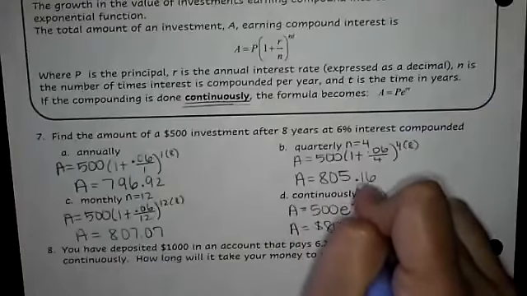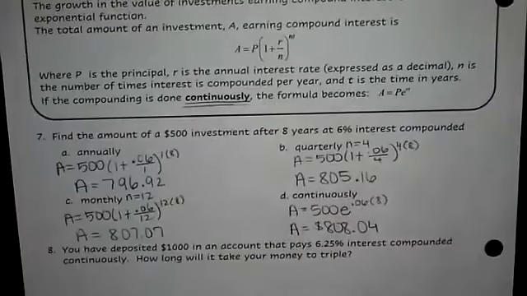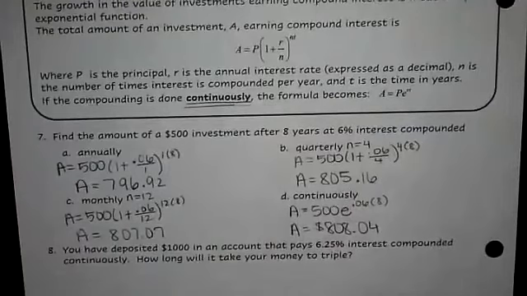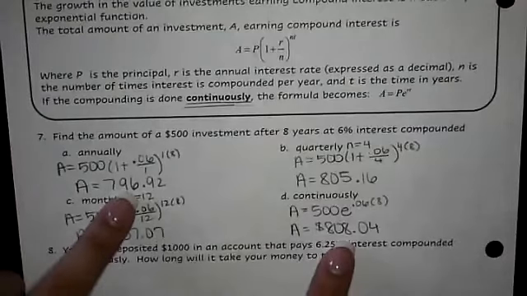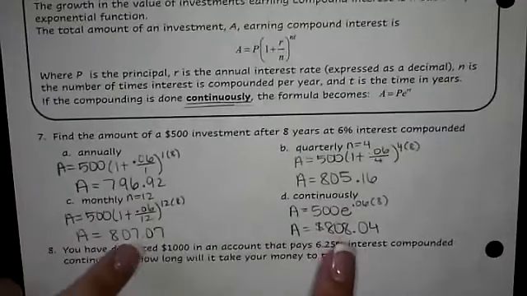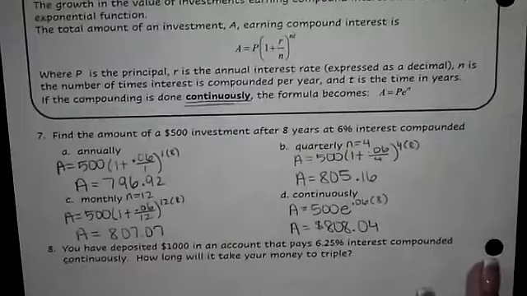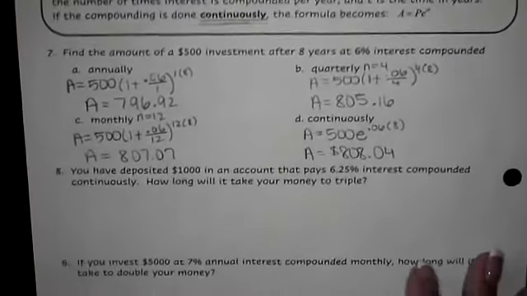And so that's going to give us the most, because the more you compound, the more you're going to make. They do get closer and closer together as you start compounding more. So the biggest change you'll see is from here to here. But these are a little bit closer together as you start compounding closer. That's why it ends up being that natural e.